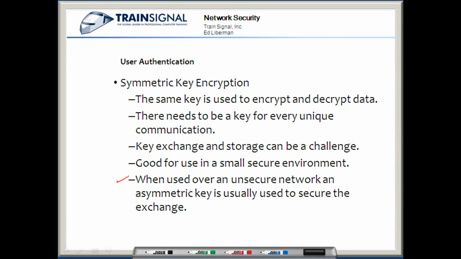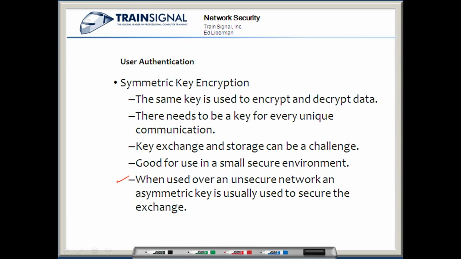If I'm going to say that to you and it's going to be in an unsecure environment, well, then we're going to use an asymmetric key encryption to secure that transmission. Now, I know that might sound confusing right now because we haven't talked about asymmetric encryption yet. But I just wanted you to know that that's why key exchange can be a challenge.